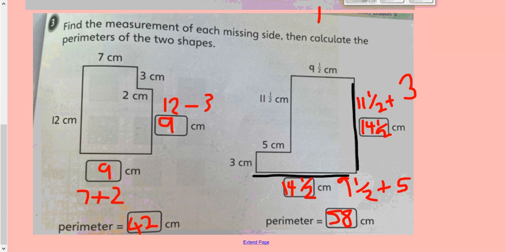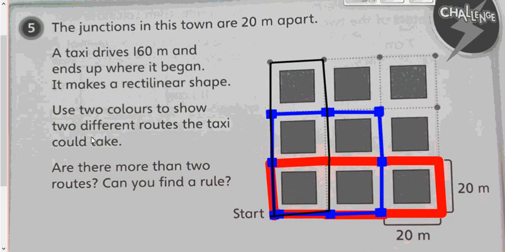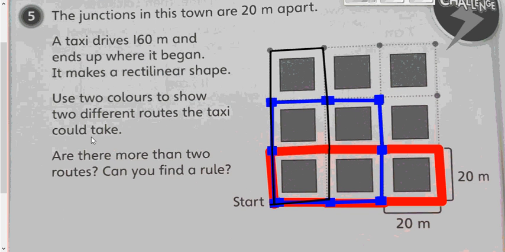Please let me know. And then the challenge, if you manage to get onto this one, you had to draw a line to... sorry, I just lost my train of thought there. So basically you had to work out the journey of the taxi driver. So this is where he starts, down here, and you had to make a rectilinear shape, so a shape with right angles only in it. So use 2 colours to show 2 different routes a taxi could take. Are there more than 2 routes? Could you find a rule?